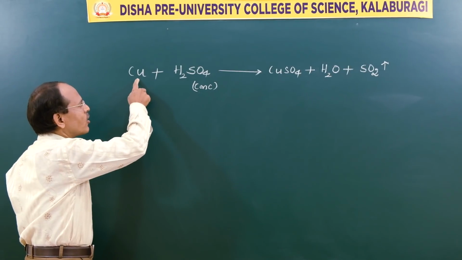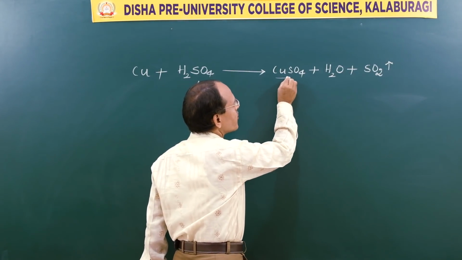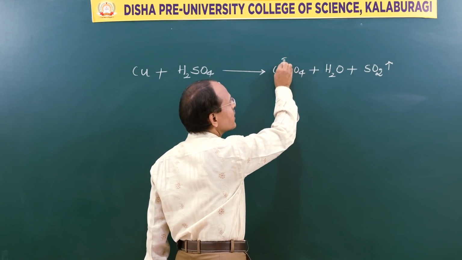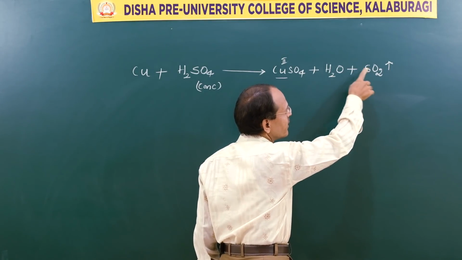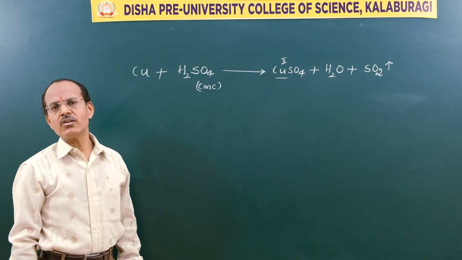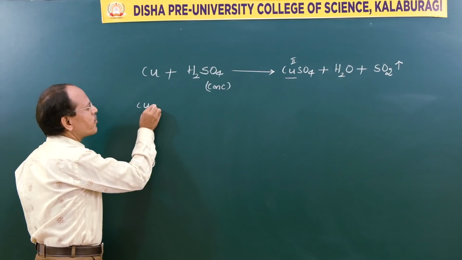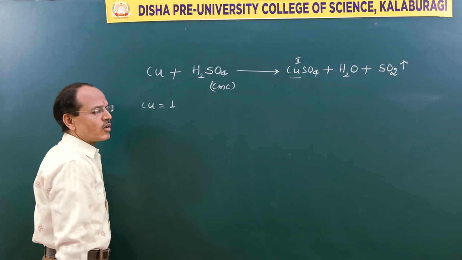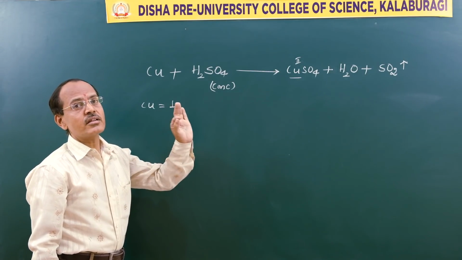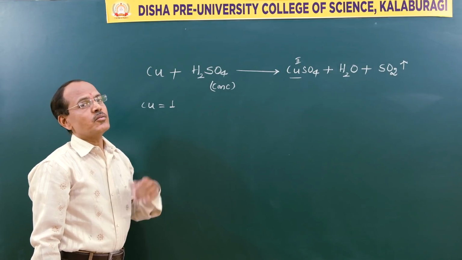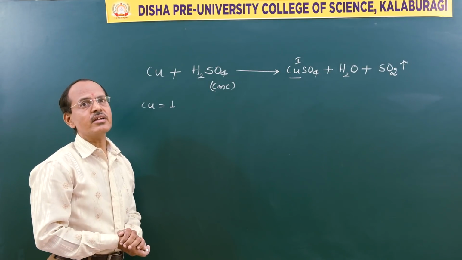Now that means when copper is made to react with concentrated sulfuric acid, it gives copper(II) sulfate plus water, or you can say hydrogen oxide, along with sulfur dioxide. Now we'll see how many coppers are there. One. As you know already, we are following the hit and trial method. From that method only we are in a position to solve the balancing of equations.